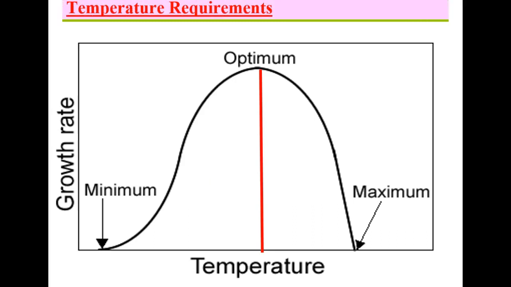This is a representation of a growth curve. Notice that on one end of the curve, we have the minimum temperature at which the bacterial population can grow. At the other end, we have the maximum temperature at which the bacterial population can grow. Somewhere within this range, there is the optimum temperature, or the temperature at which the growth rate is at its highest or fastest for that particular population.